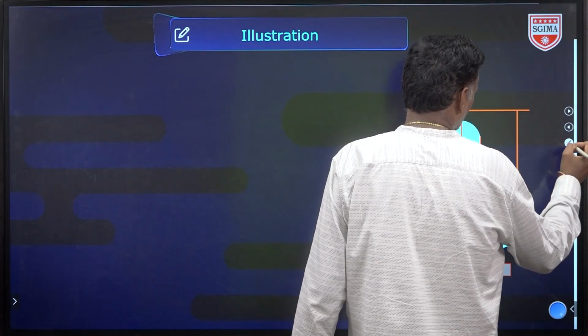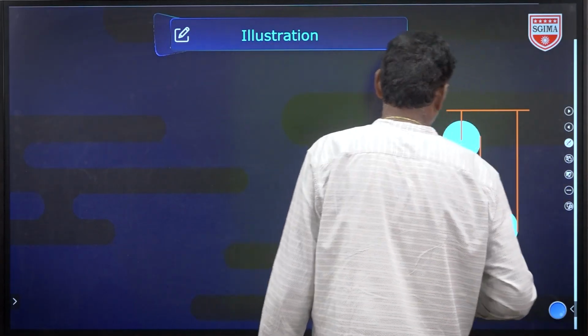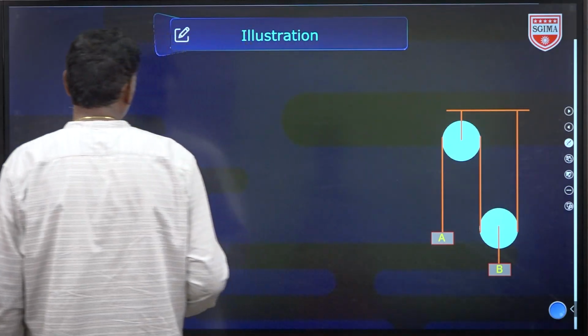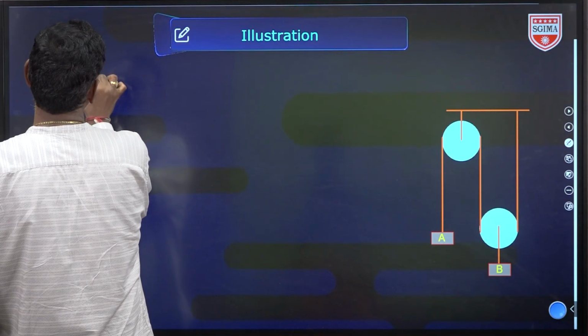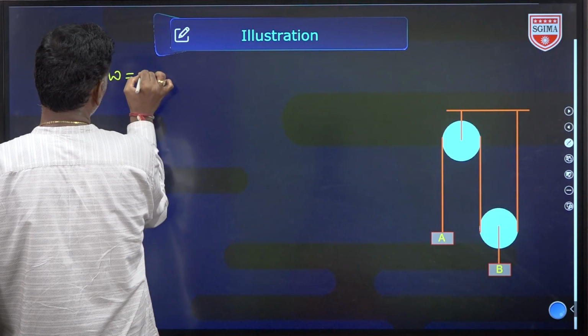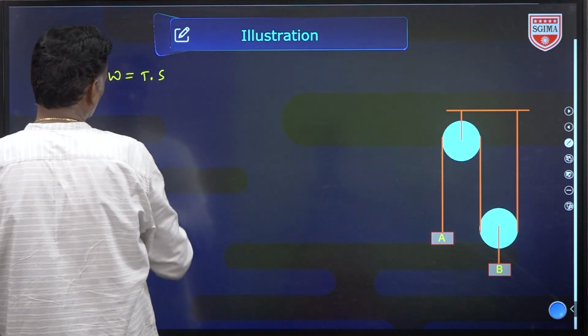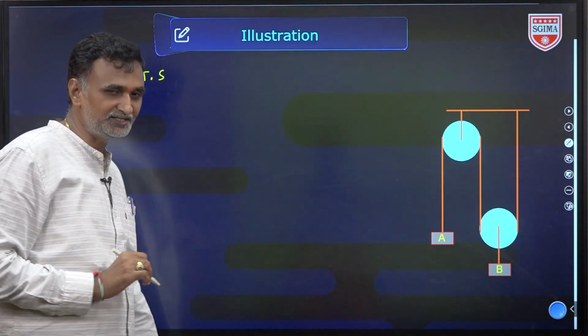Before solving that, we need to consider some points. What are those points? First one: work done by any force can be taken as force into displacement. That you need to know.